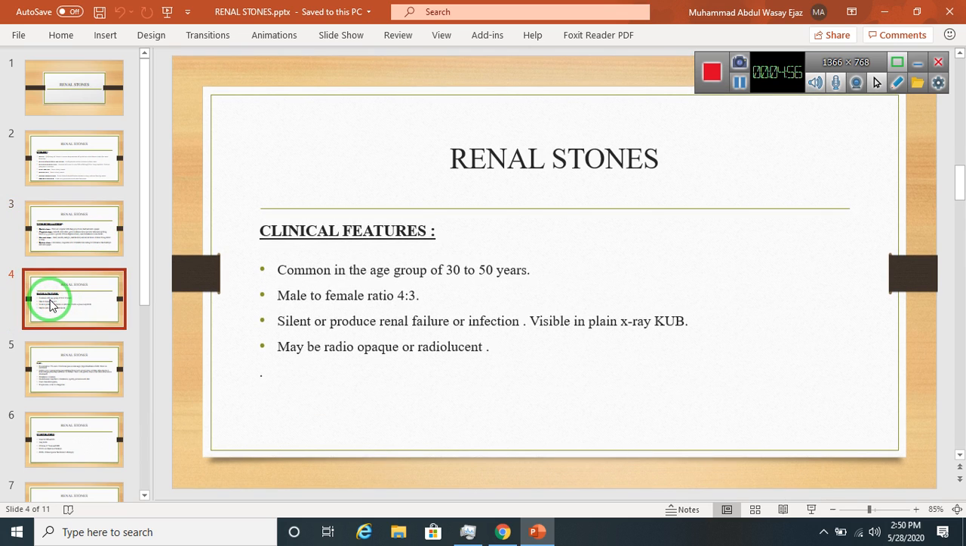Clinical features. Common in the age group of 30 to 50 years. Male to female ratio is 4:3, that is, more in males. Silent or produce renal failure or infection. Visible in plain X-ray KUB, kidney, ureter and bladder, may be radiopaque or radiolucent.